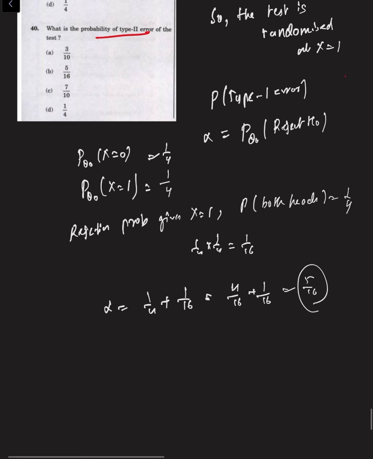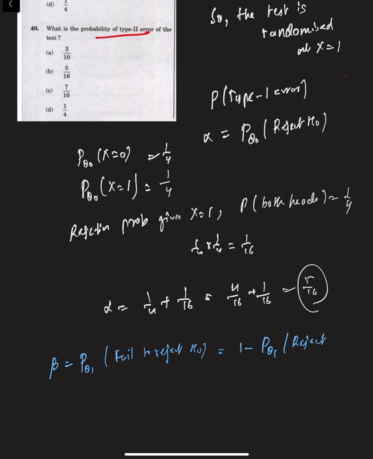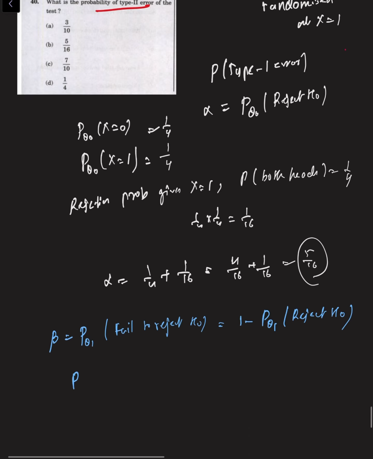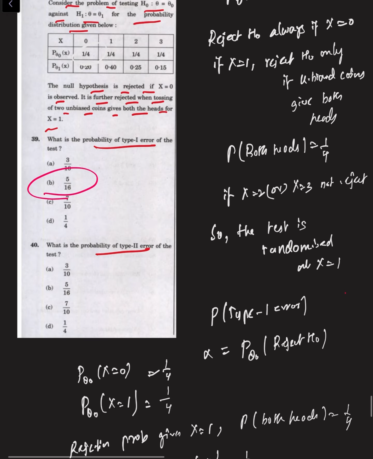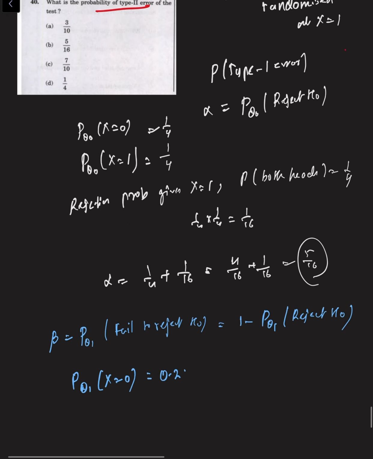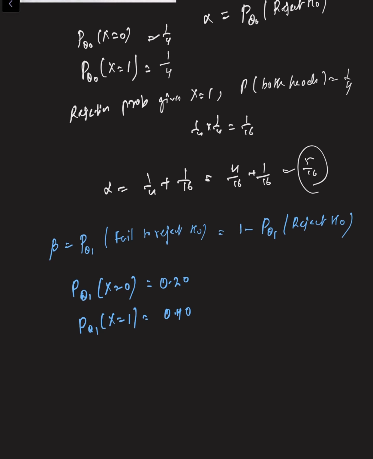Whereas for type 2 error, type 2 error is defined as beta, which is the probability under theta 1 when we fail to reject H naught. So that is nothing but 1 minus the probability under theta 1 of rejecting H naught. When x equals 0, we always reject. So the probability under theta 1 of x equals 0, from the table we can notice, is 0.20. Whereas the probability under theta 1 of x equals 1 is 0.40, and this rejects with probability 1 by 4.